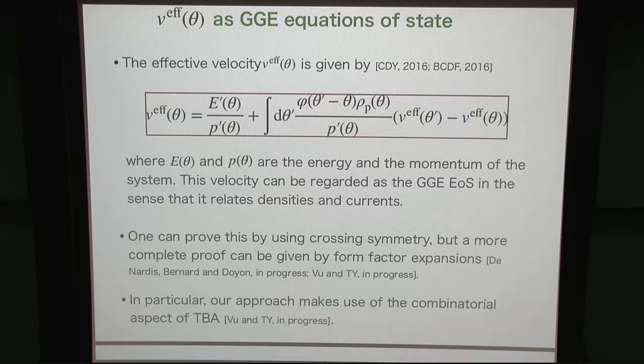But a more complete or satisfactory proof can be given by the form factor expansions. And this can be done by ongoing works by these people. In particular, our approach makes use of the combinatorial aspect of TBA, and that's something I'm going to talk about in this talk. Yes? Well, I will mention it later.